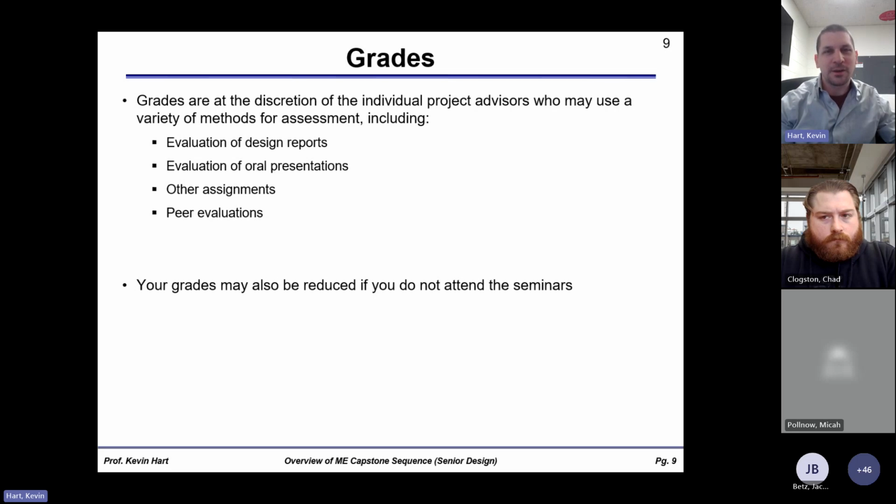Usually, when you start sitting down with your advisor at the beginning of the terms, they'll sort of lay out their expectations and have some sort of system for how they might assign grades. So if I were you as a student, I might be asking like, how are grades assigned for this class for your each individual advisor? Okay. Your grades can also be reduced if you miss seminars, right? So come to the seminar.